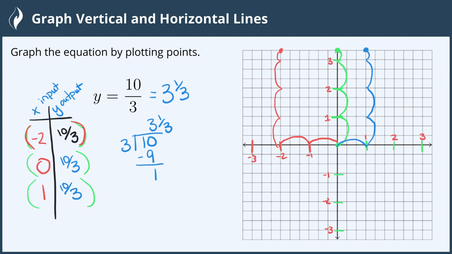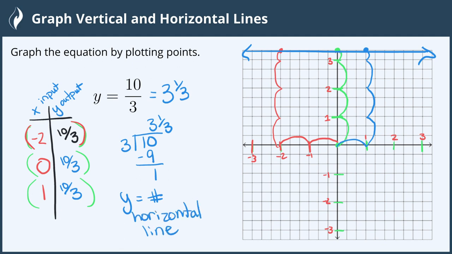And now that we have all of our points, we line them up as straight as we can and draw our line. And now we have our line by graphing those points, and this is a horizontal line. If we end up with y equals a number, this is a horizontal line. Now that we've graphed our horizontal line at 3 1/3, we're all done.